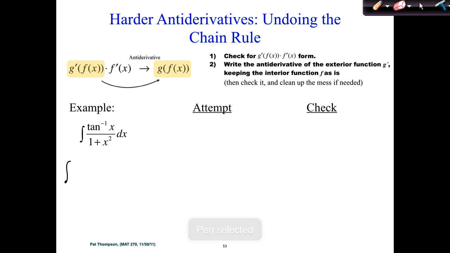Okay, so this is another way to write arctangent. So I'll just write it the other way so you see it both ways. So this is the same as arctangent times 1 over 1 plus x squared. So first, we're going to check for this form. Do we have g prime f times f prime form? Meaning, do we have the derivative of another function in here somewhere? What's the derivative of what?